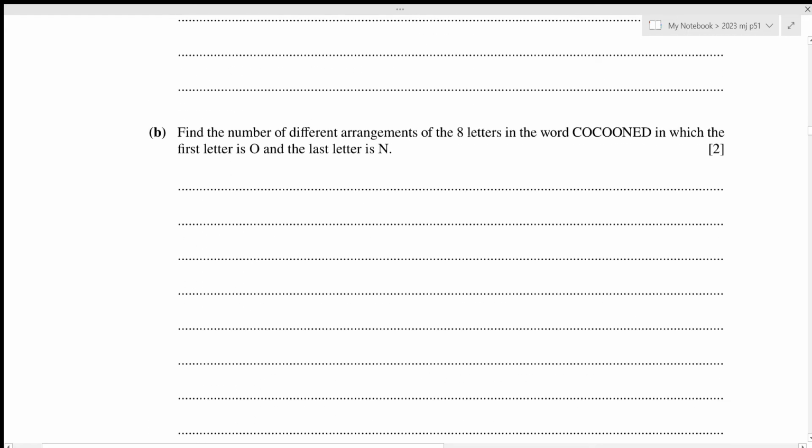Now we need to find the number of different arrangements of the 8 letters in the word cocooned, in which the first letter is O and the last letter is N. Okay, so 1, 2, 3, 4, 5, 6, 7, 8. We already know that the first letter is O and the last letter is N. So we only need to figure out the arrangement for the remaining 6 letters, right?